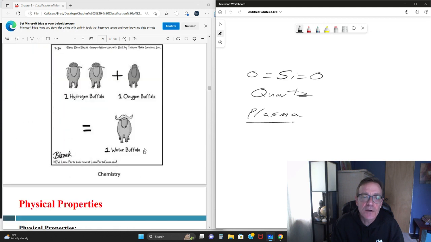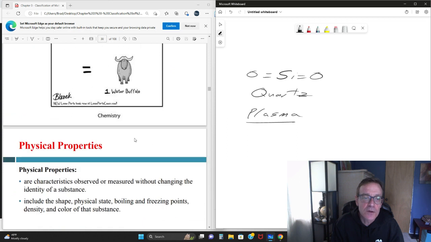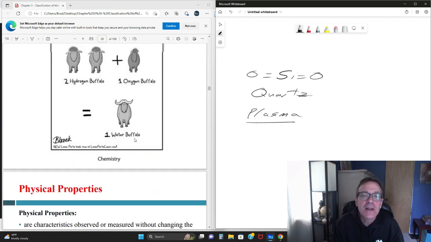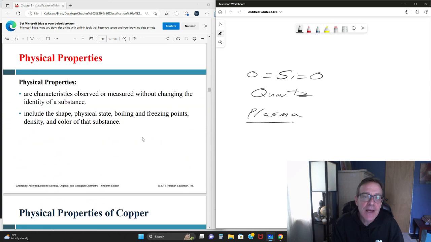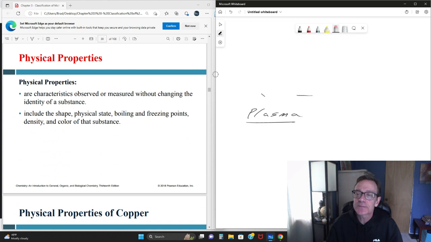Okay, so two hydrogen buffalo plus an oxygen gives you a water buffalo. Bad jokes. But one of the great parts about being a dad is I get to tell dad jokes.